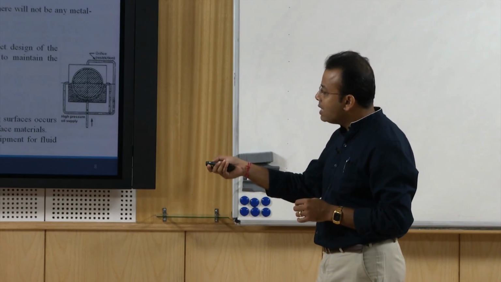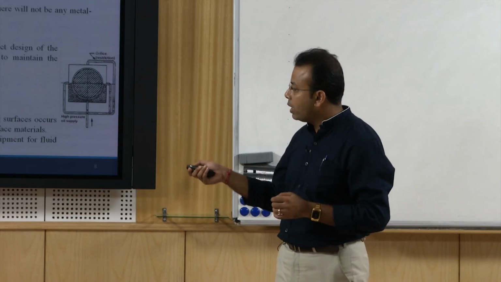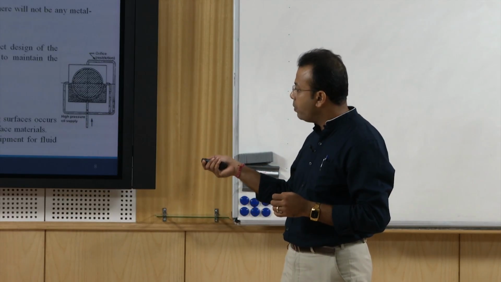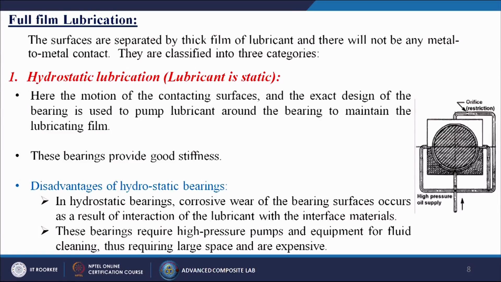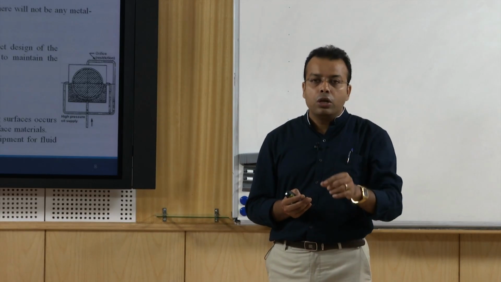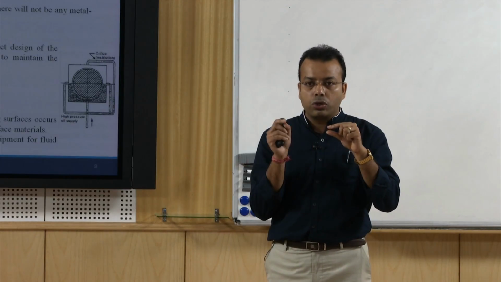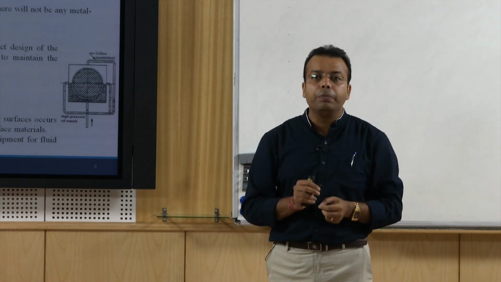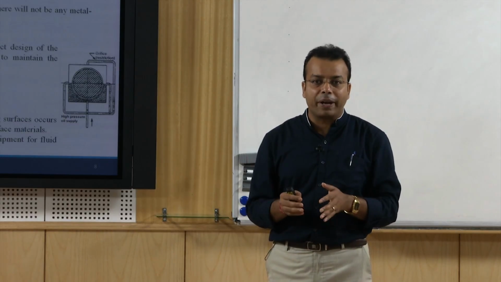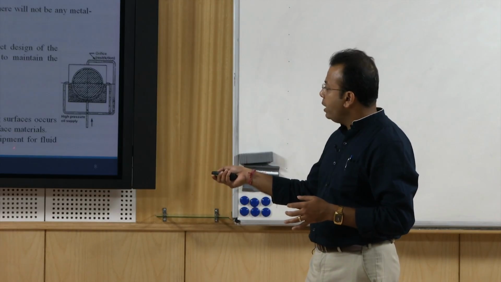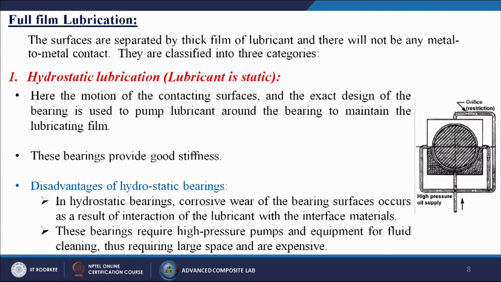So, there are some disadvantages for this process also. What are those? In hydrostatic bearings, corrosive wear of the bearing surface occurs as a result of interaction of the lubricant with the interface materials. These bearings require high pressure pumps because we have to take that liquid and throw it at a high velocity, because there is a very narrow gap in between the bearings and the housings. So, that oil should reach in between that space, so you need a high pressure. And equipment for fluid cleaning is needed, thus requiring large space, and it is expensive too.